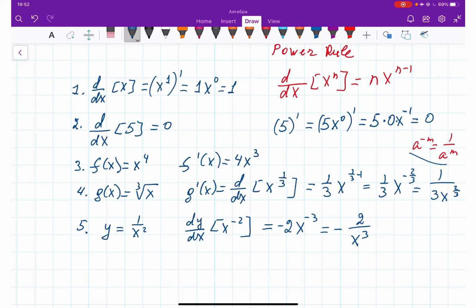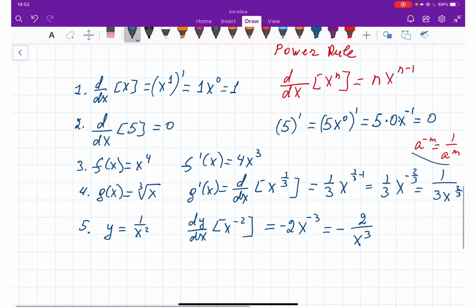Now let's use the constant multiple rule.